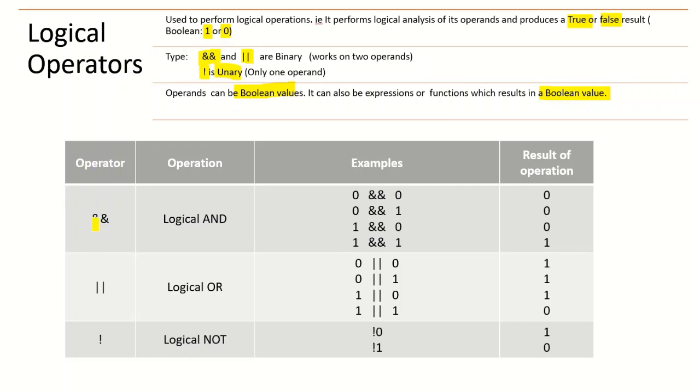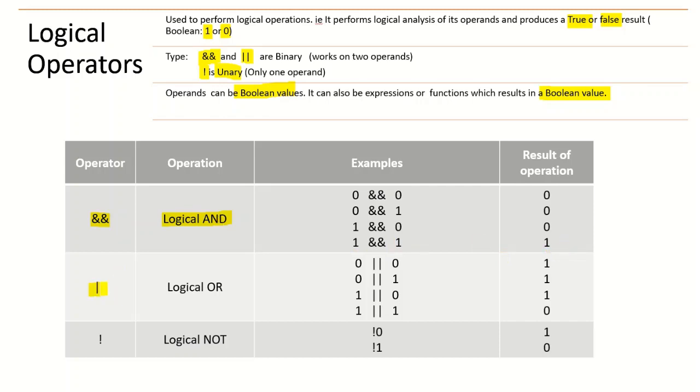The operators are 2 ampersand symbols representing logical AND operation. These are the logical AND operations: 0 and 0 equal to 0, 0 and 1 equal to 0, 1 and 0 equal to 0, 1 and 1 equal to 1.